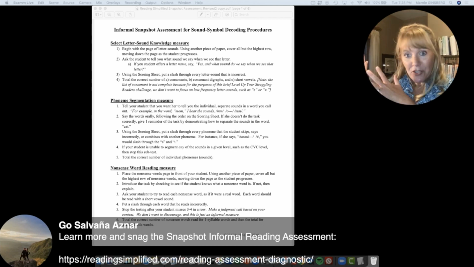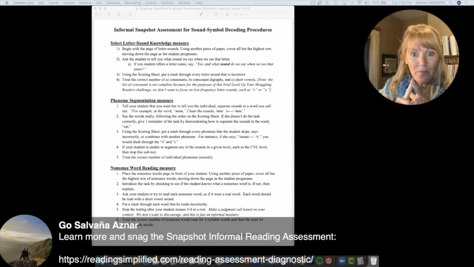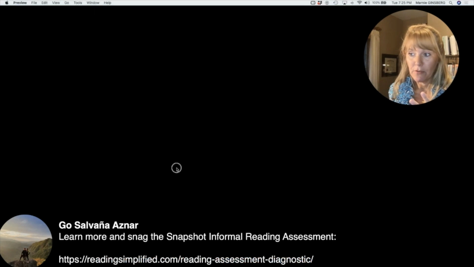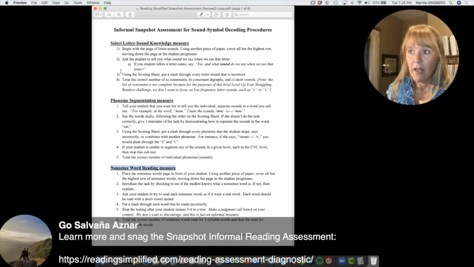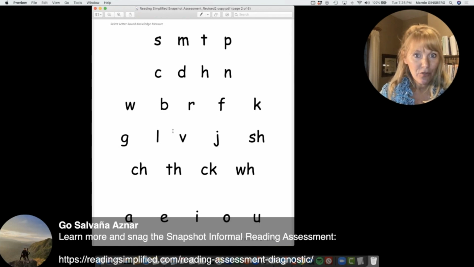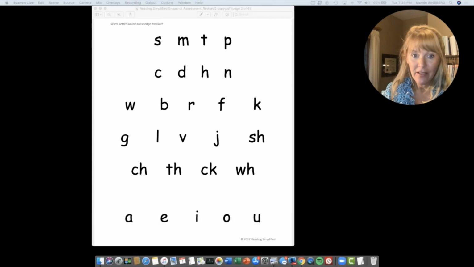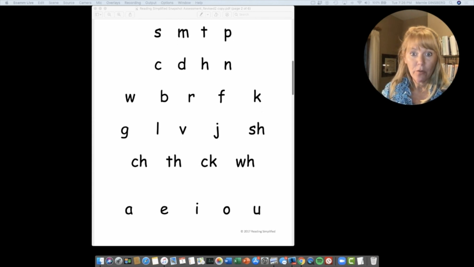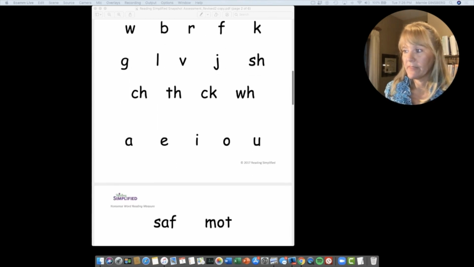But as a quick triage approach to see where everyone is, get a letter sound knowledge measure, get a phoneme segmentation measure, and get a nonsense word reading measure. So those are the 3 that are here on this snapshot, and we can give you a copy of that. So maybe you will ask your students to tell you these sounds. These are just a selection, not all of the alphabet, but it is a good picture of generally where they stand. And the bottom row, you'd be wanting to look for short vowel sounds.